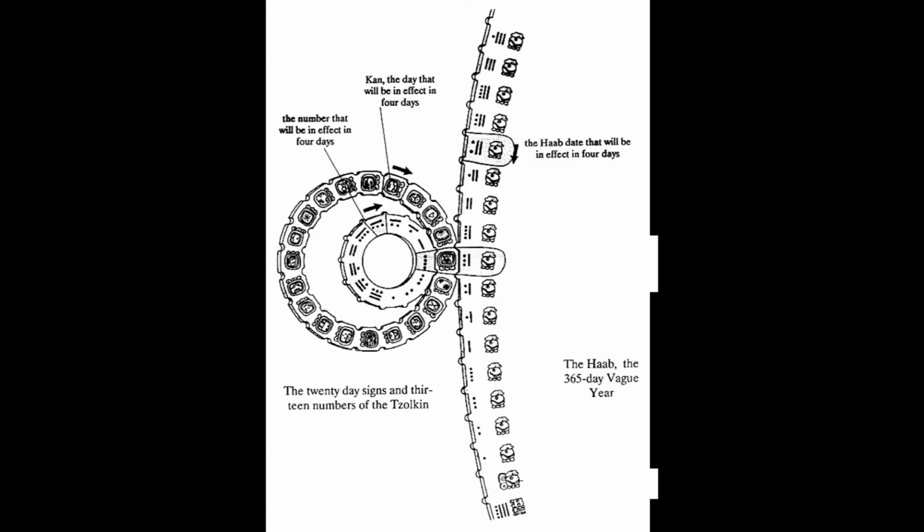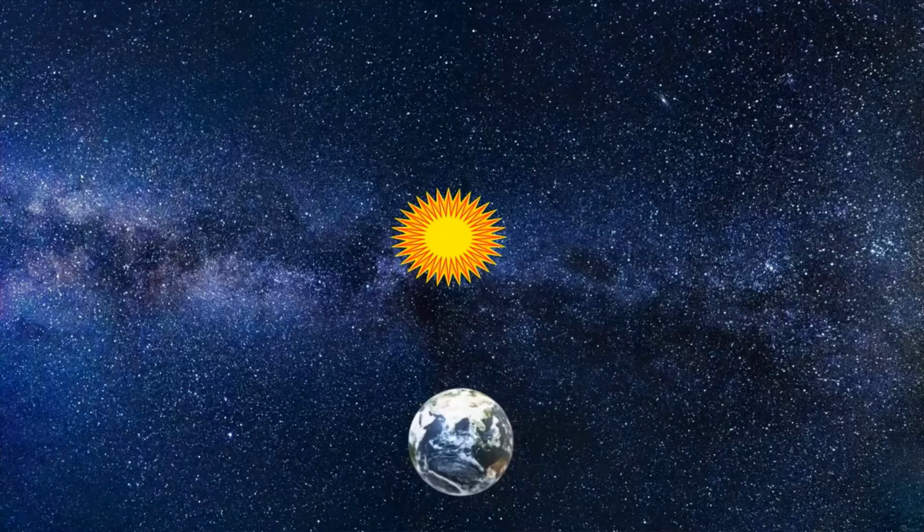Then the Tzolk'in, a divine calendar of 260 days with 20 periods of 13 days, possibly based on the cycle of Venus or on the duration of a pregnancy. And the Hab, a civil calendar based on the 365-day solar calendar, divided into 18 months of 20 days each, and a 5 days long bad luck period.